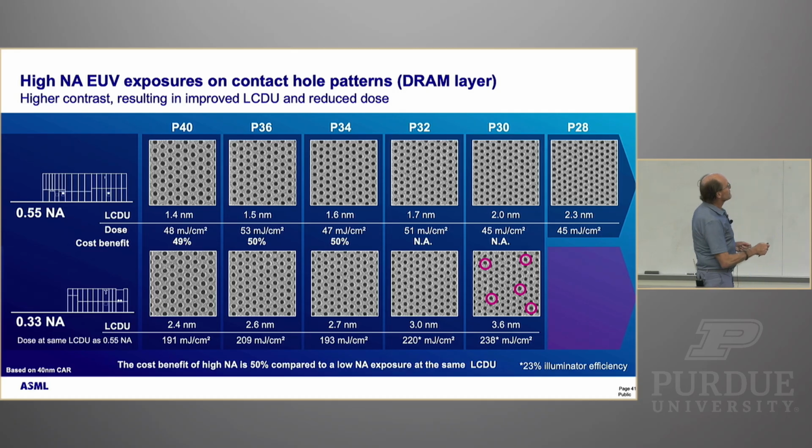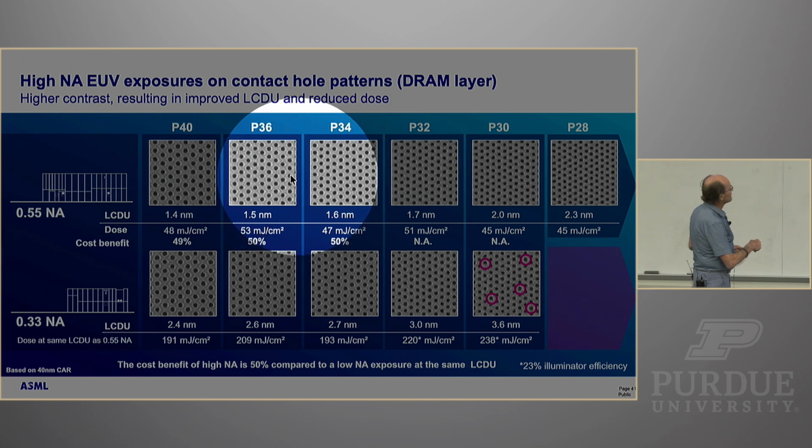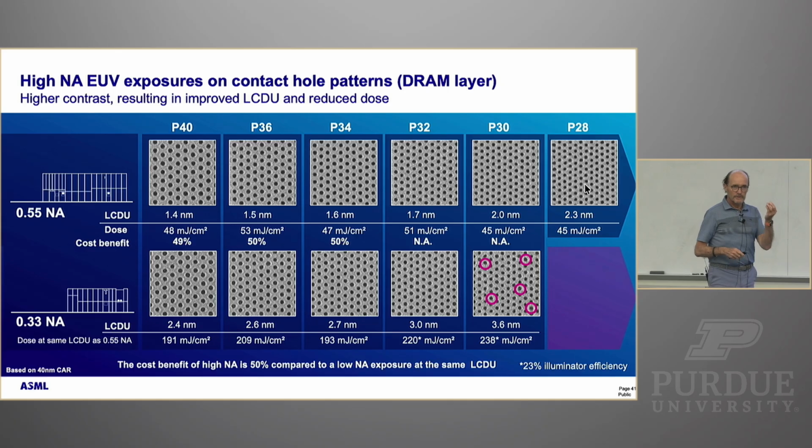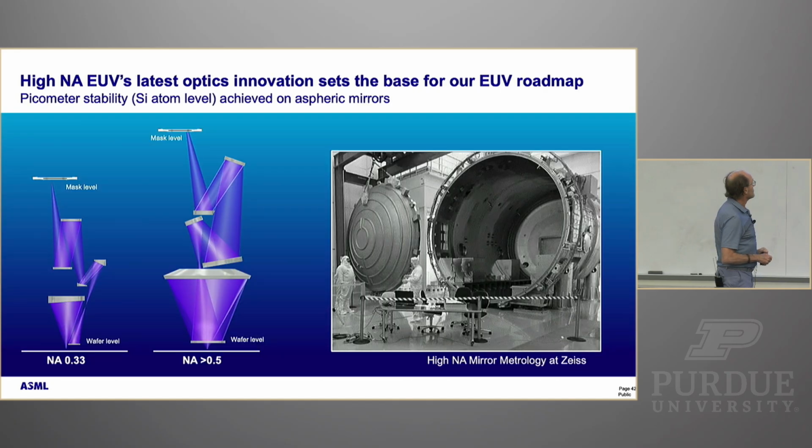And while that's roughly where we are right now, this is what we can already do. A local CDU means that 99% of all the contact holes are the same size within a range of 2.3 nanometers. It requires ridiculously accurate mirrors. On the right-hand side, you see metrology at Zeiss, where they make the mirrors. That's just the vacuum that we need to measure with interferometers the accuracy of the surfaces.